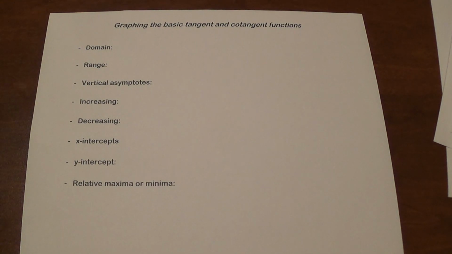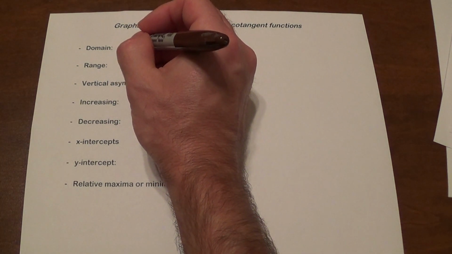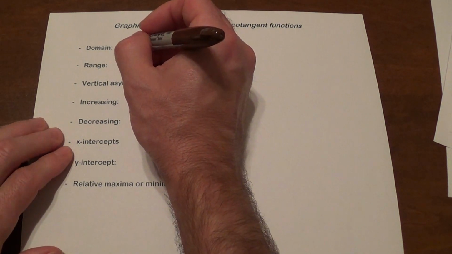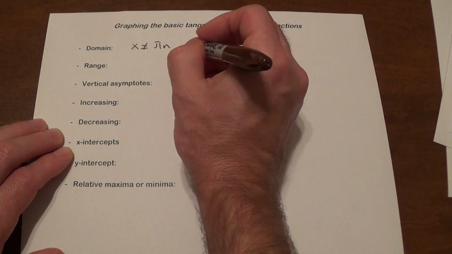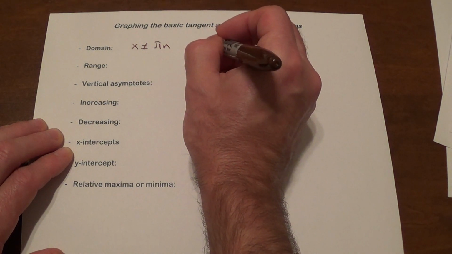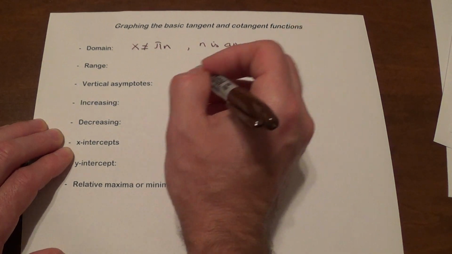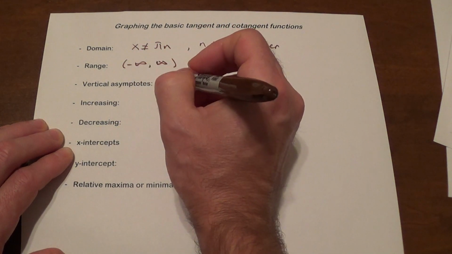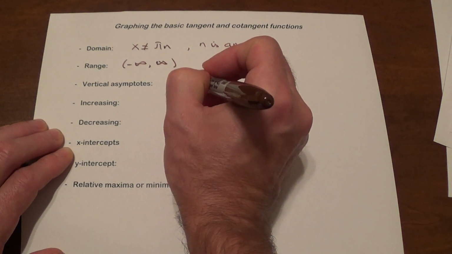Okay. So let's write this summary here of all the main features. The domain is wherever sine is not 0, which in our case means x cannot equal pi n. So it's not going to be at 0, pi, 2 pi, where n is an integer. The range is going to be all real numbers. Vertical asymptotes will be at every single one of these values, so x equals pi n.